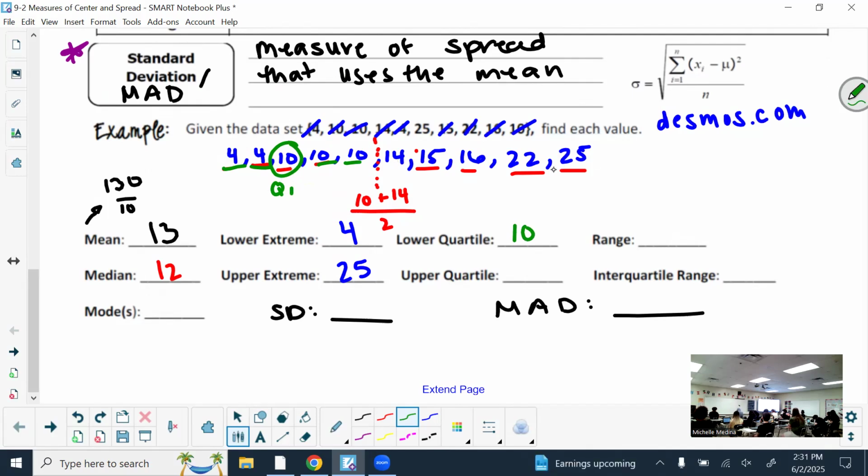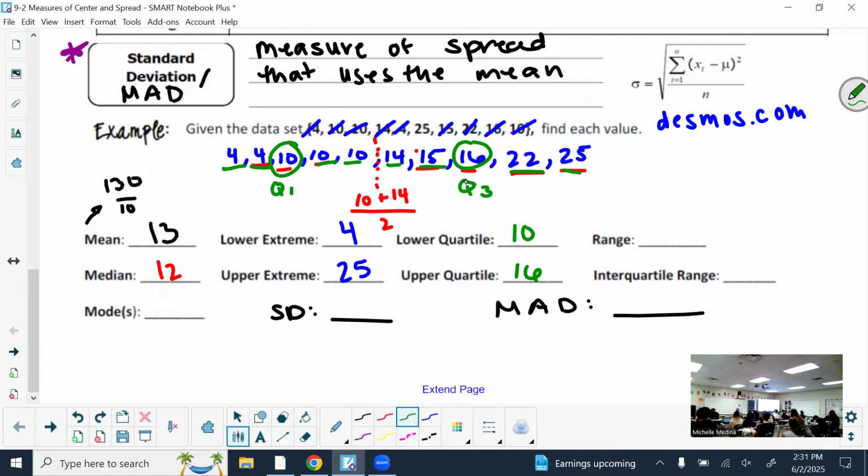Take a look at your upper half of your data. Think about what the upper quartile is. All right, what is the middle of my upper half of my data? So good. Right, and then again, we're going left, right, left, right. We just have one number in the middle that time. That's my Q3.